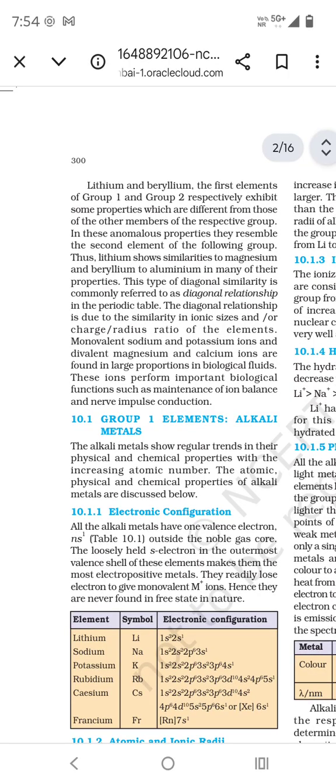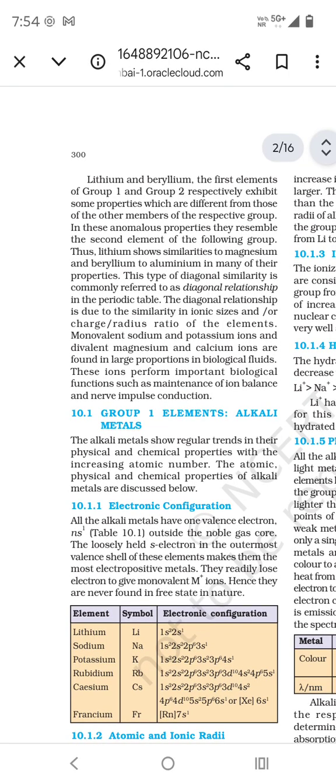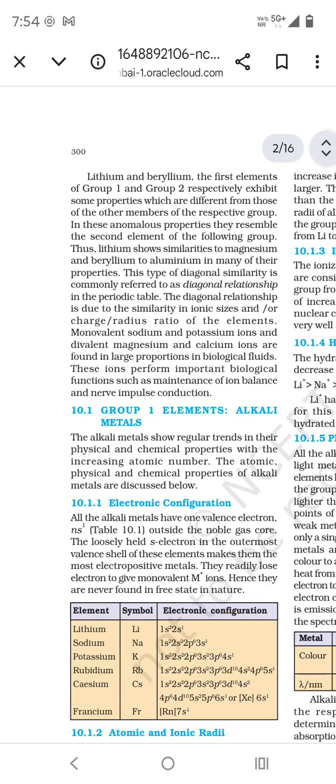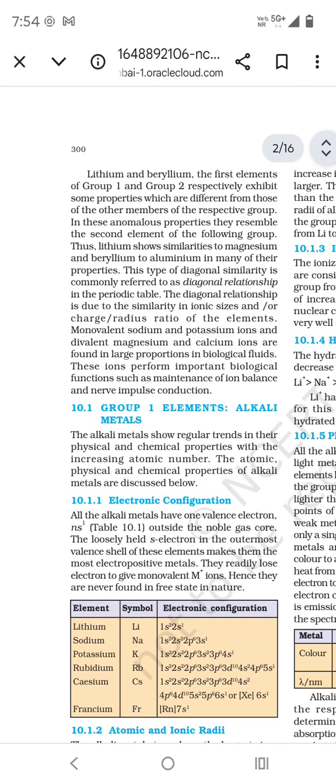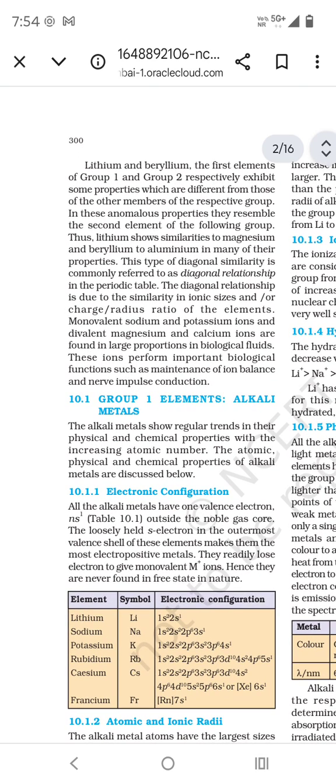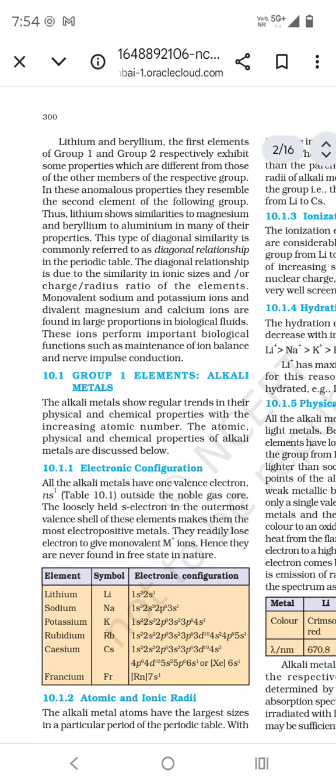Lithium and beryllium, the first elements of group 1 and group 2 respectively, exhibit some properties which are different from those of other members of these respective groups. In these anomalous properties, they resemble the second element of the following group. Thus, lithium shows similarity to magnesium and beryllium to aluminium in many of their properties. This type of similarity is commonly referred to as a diagonal relationship in the periodic table.